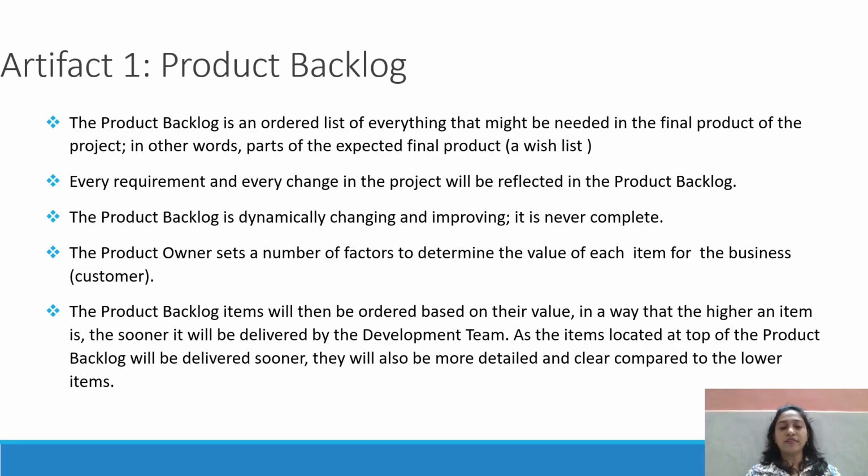We have meetings like the product backlog refinement meeting every week. The product owner sets a number of factors to determine the value of each item for the business and from the customer's point of view. The product backlog items will then be ordered based on their values, so that the higher an item is, the sooner it will be delivered by the development team, as the item at the top of the product backlog will be delivered sooner. They will also be more detailed and clear compared to the lower items.